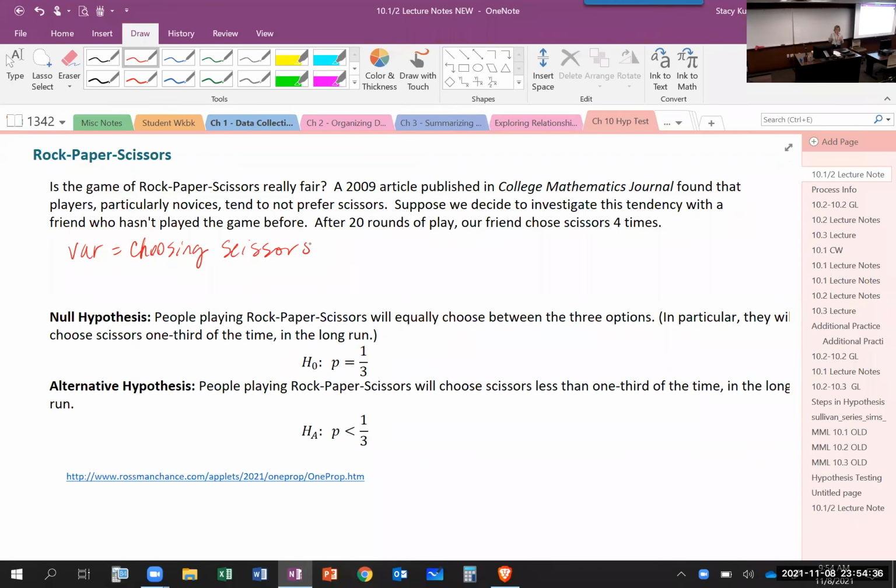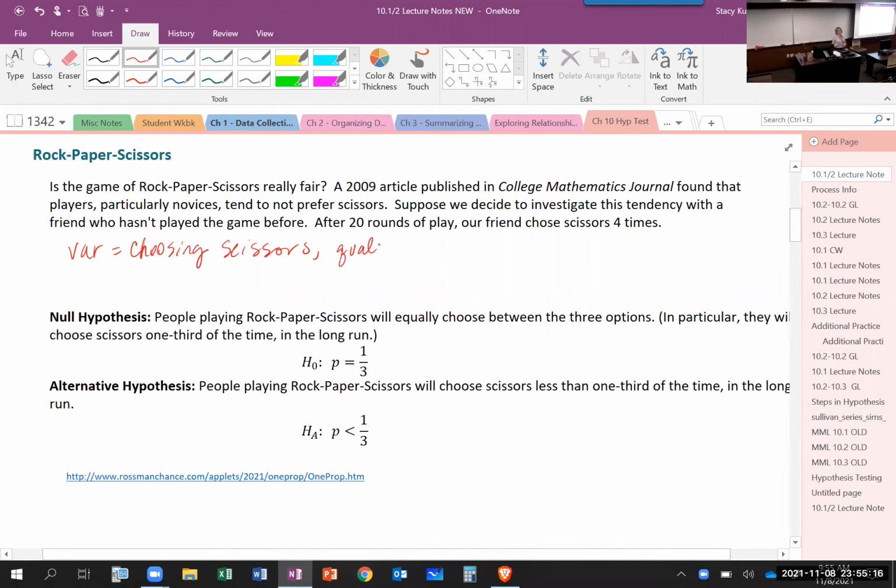And if the outcome is whether or not you choose scissors, what type of variable would that make it? Quantitative or qualitative? It's qualitative because it's categorical. In fact, it would be binary. We only want to know whether or not scissors was chosen, so it's either chosen or not chosen, which makes it binary, or 2 possible outcomes. Okay.